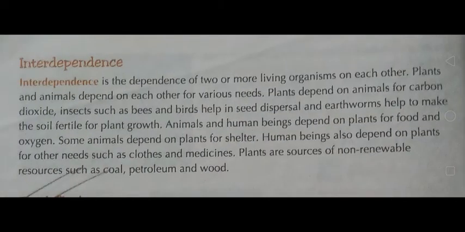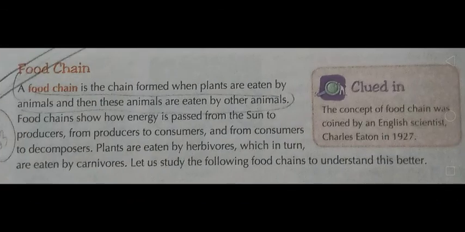Plants are sources of non-renewable resources such as coal, petroleum, and wood. Coal and petroleum, which we use as fuel in our vehicles, we get indirectly from plants, as well as wood. The next topic is all about the food chain.